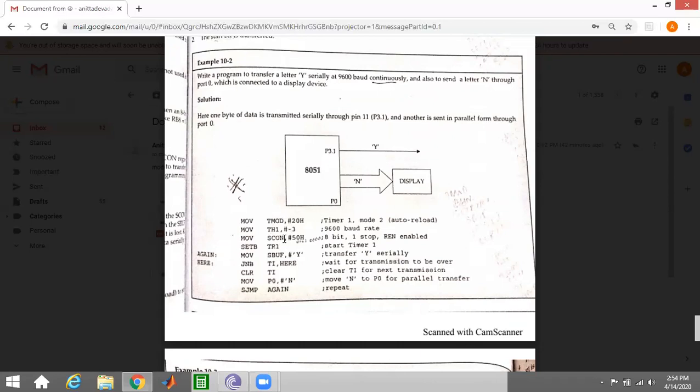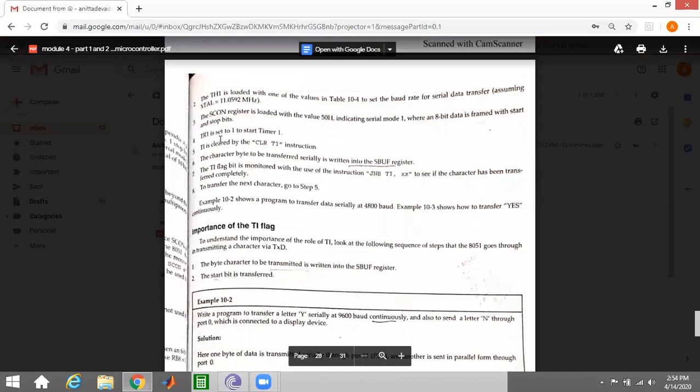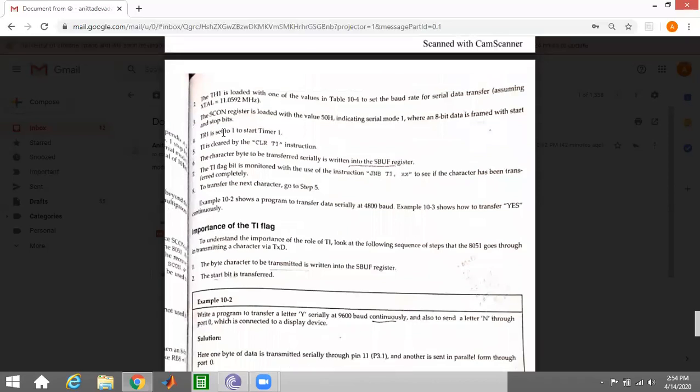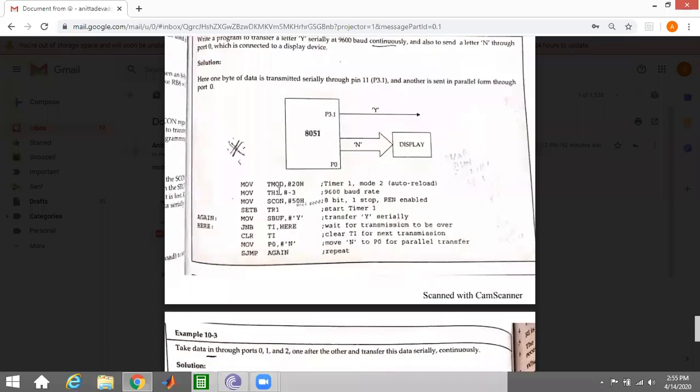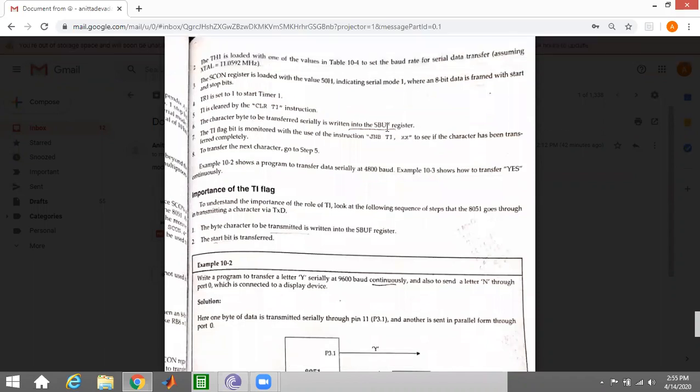So what is the third step? Moving SCON, #50. Correct. What is the fourth step? The third step is MOV SCON. The fourth step is starting the timer. What is the fifth step? Clearing T1. Then we have to transfer the data, write the data in SBUF.